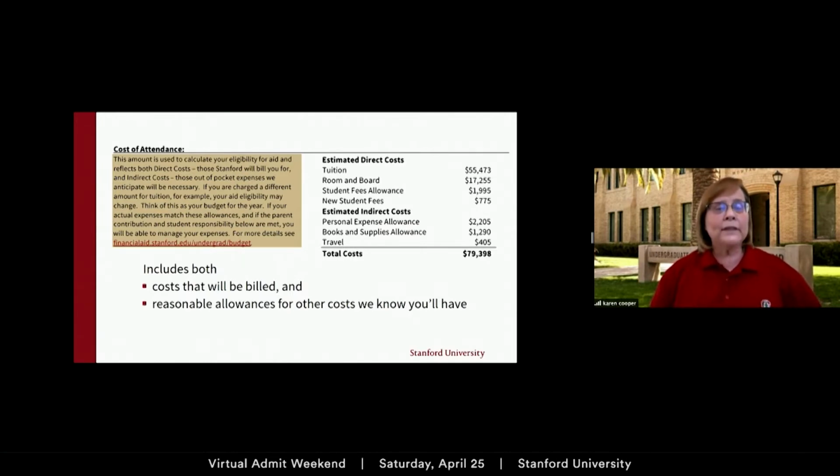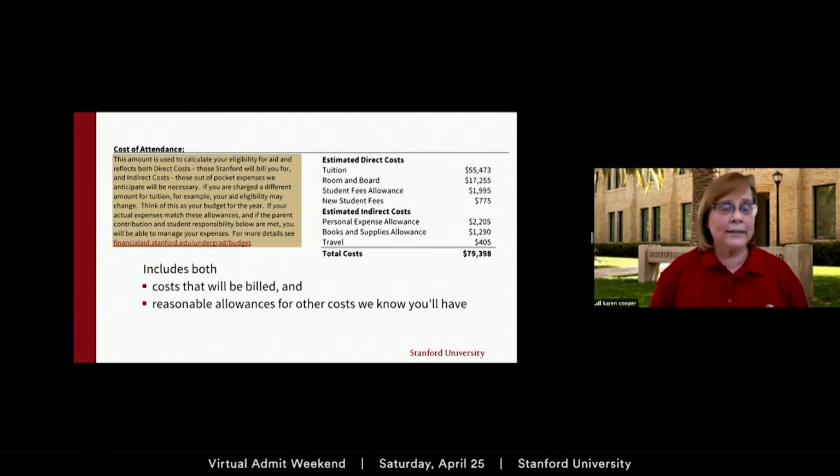It's possible that these expenses might change. If, for example, you're billed a different amount for tuition because you need to enroll part-time and get permission to do so from Stanford, your aid will be adjusted to reflect that lower cost of attendance.